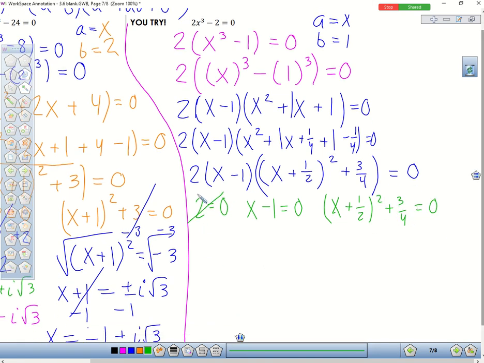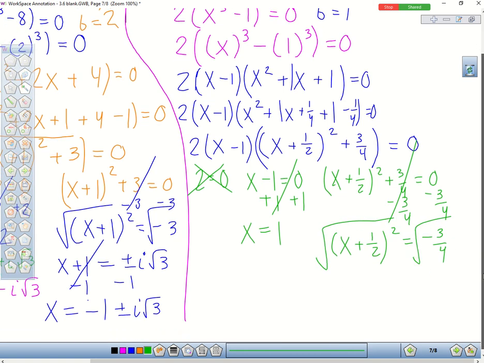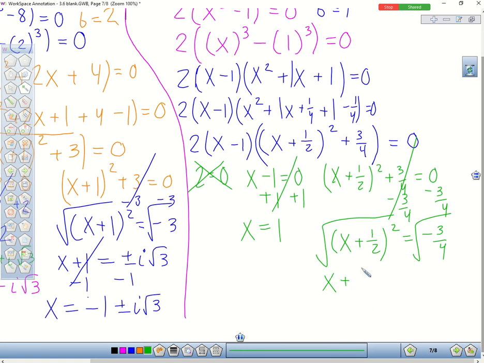I solve each of these. This one can't solve. Good. Add, I get x equals 1. Over here I subtract 3/4 on both sides. This gives me (x plus 1/2) squared equals negative 3/4. I take the square root of both sides. That gives me x plus 1/2 equals plus or minus i radical 3 over 2.